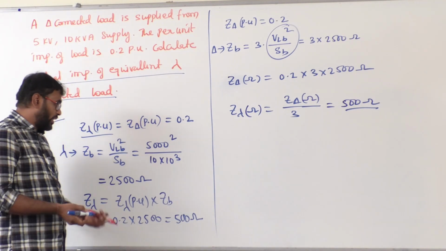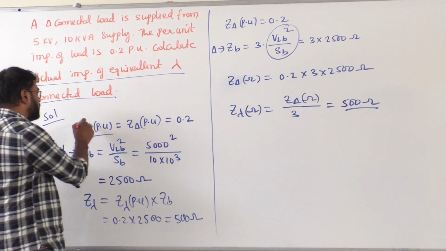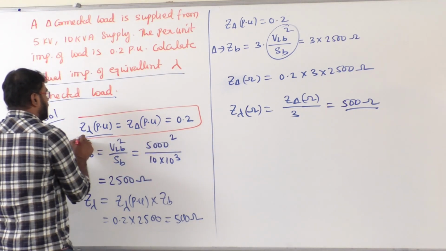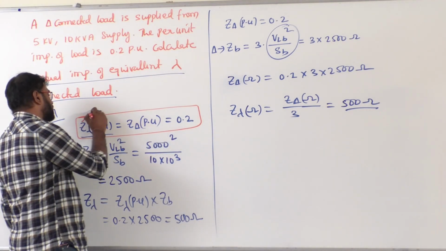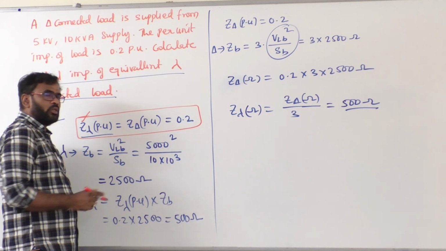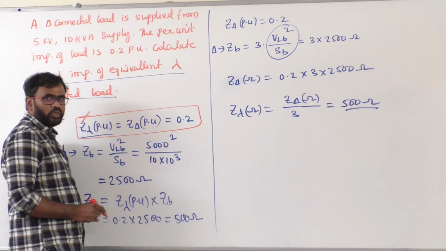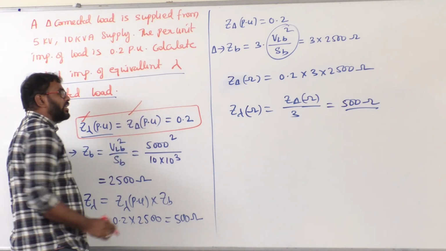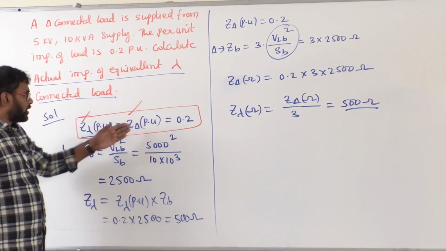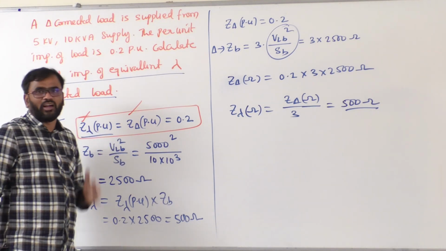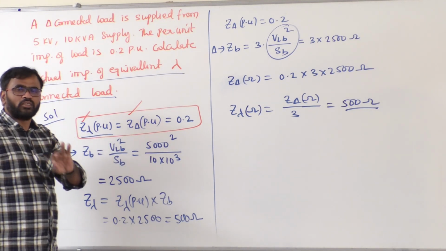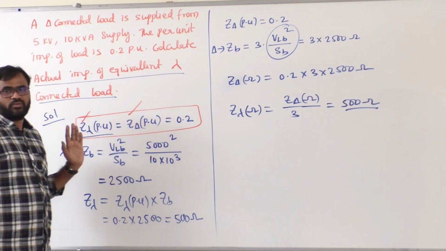Check. Both ways we are getting the same answer. That means, indirectly, this relation is 100% correct. So again I am saying, the star connected load impedance in per unit form equals the equivalent delta connected load impedance in per unit form. That means if we convert star to delta, the per unit impedances will not change.